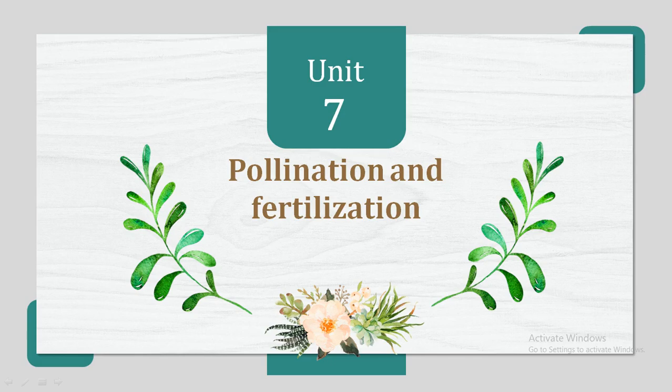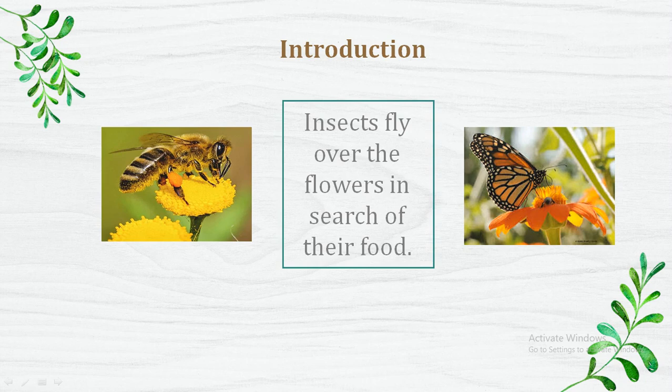Hi students, today we will do revision of Unit 7, that is pollination and fertilization. So we all have seen many bees, butterflies and many more insects flying over the flowers. They are actually searching for their food from flowers, and that is nectar. Now you know what nectar is. It is a sweet juice which is produced by the flowers.